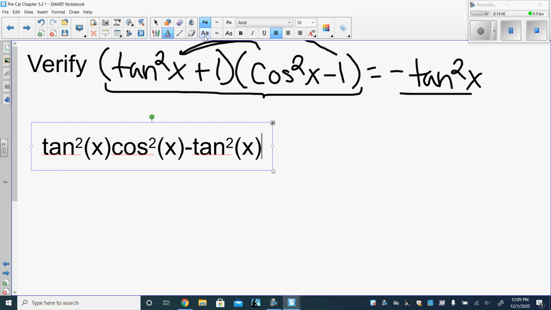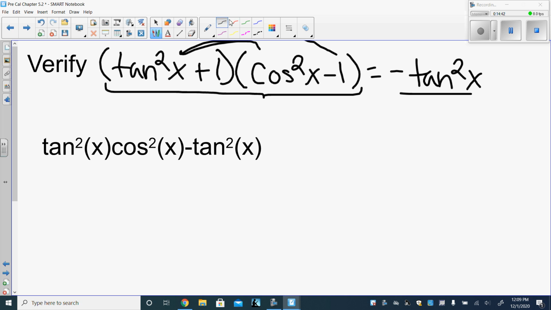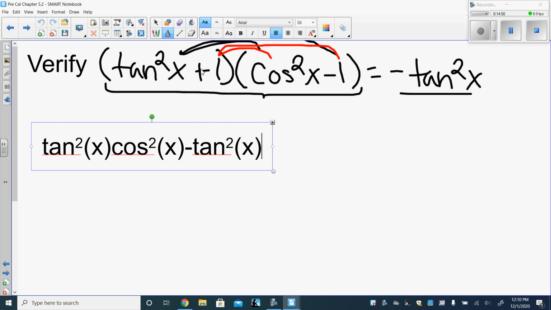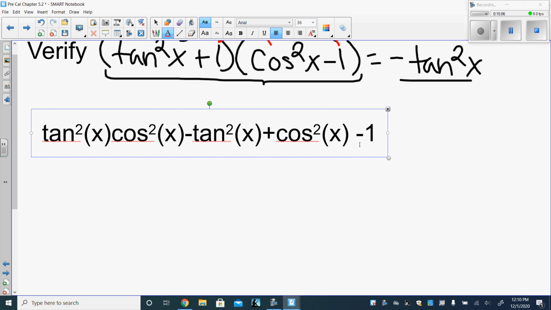Now we're going to go to the next one. These here and these here. So 1 times cosine is going to be plus cosine squared of x, and then minus 1. Okay, so we have this here. Now it'd be nice if everything else cancels out, except for the negative tangent squared of x, because if it did, then we would have it all finished.